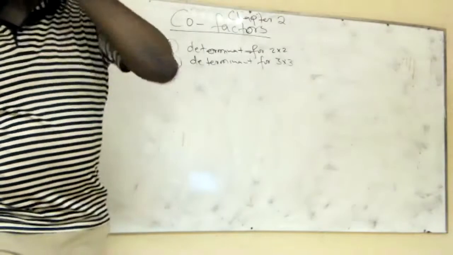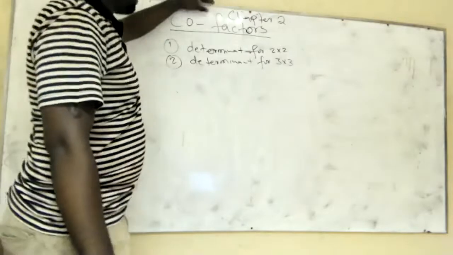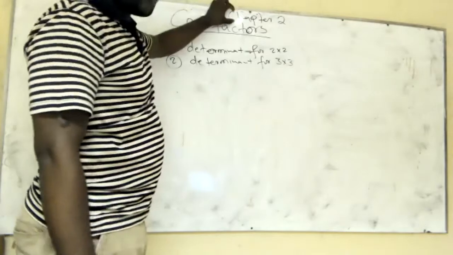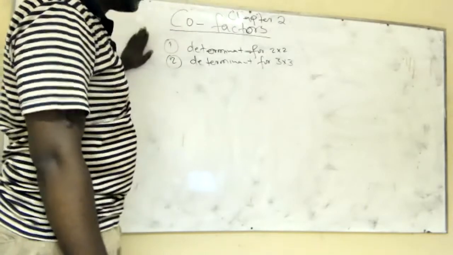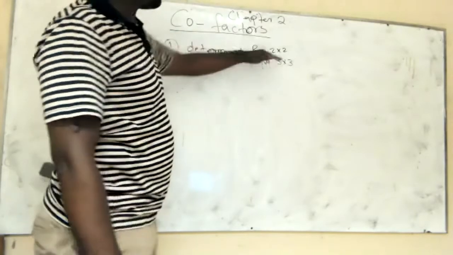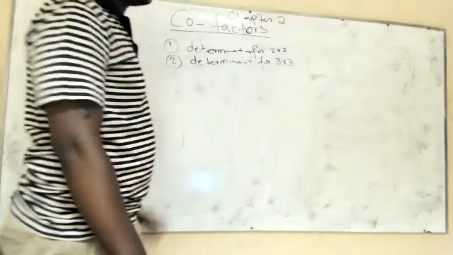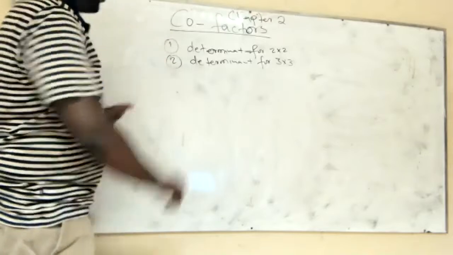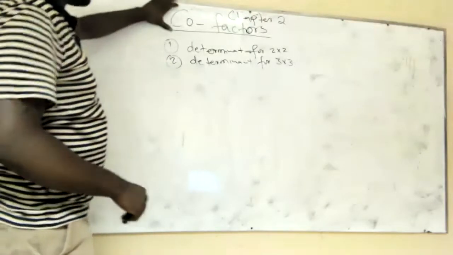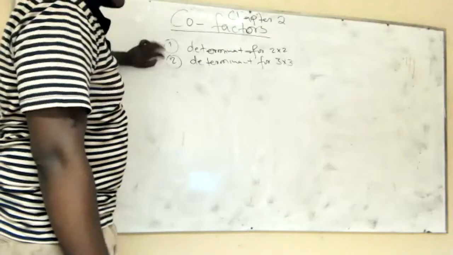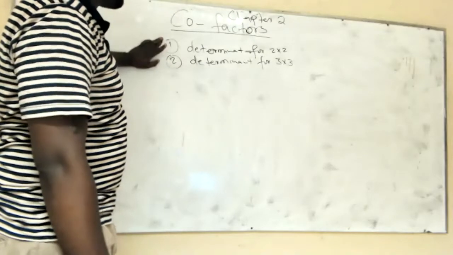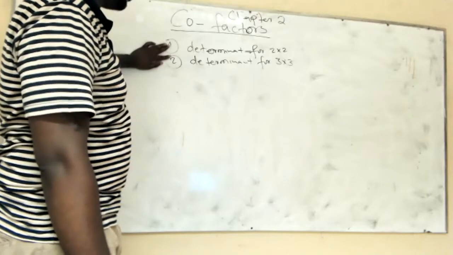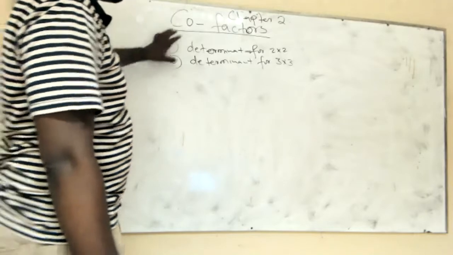So I was explaining that today we are going to cover what is called the cofactor. Cofactor is under chapter 2, in which we have covered two important things: the determinant of 2 by 2 and the determinant of 3 by 3. I would like to find out if you are familiar with these two before we go to cofactor, because cofactor relies on what we have done under these two topics. Are we all fine with regard to finding the determinant of 2 by 2?